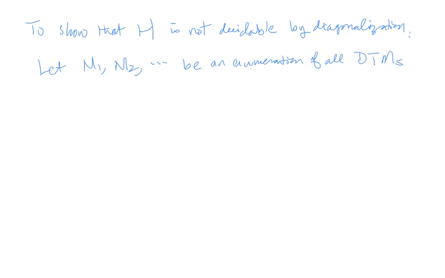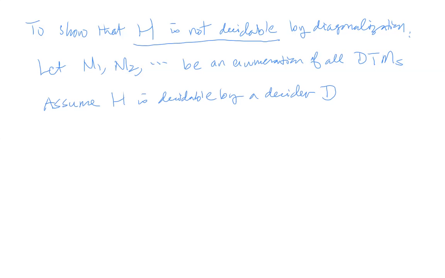Okay, so the proof that H is not decidable is as follows. By contradiction, assume H is decidable by a decider, D. As I said earlier, a decider is a Turing machine that on input X always halts, and when it halts, it gives you an answer whether this input X belongs to H or not.